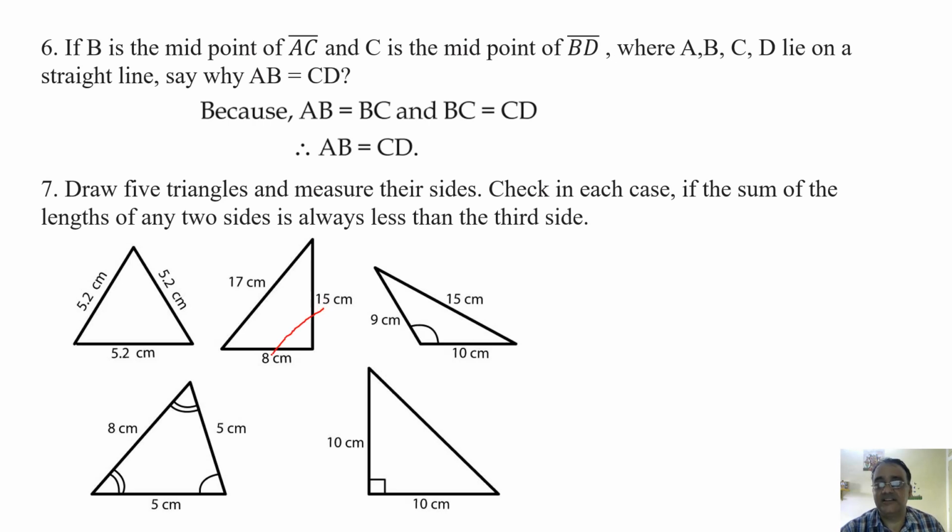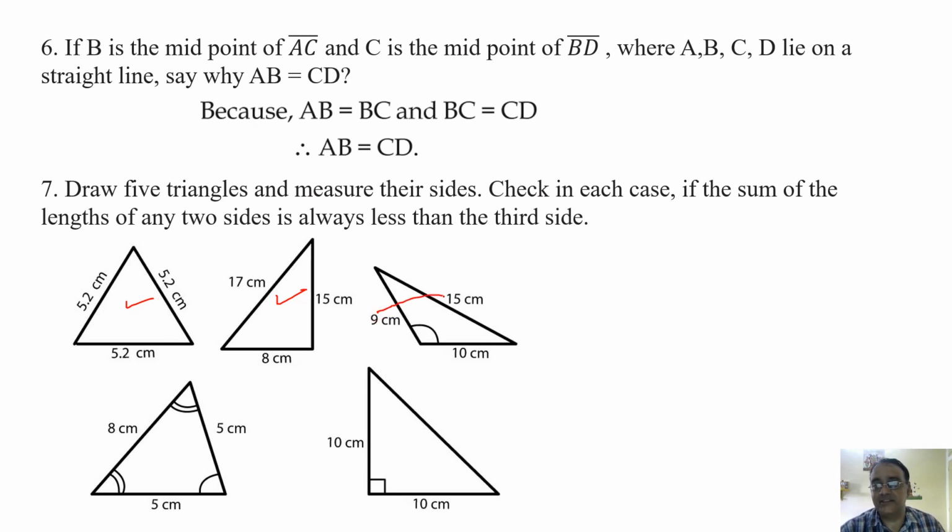15 plus 8 is 23, it is greater than the third side. 17 plus 8 is 25, it is greater than the third side. 17 plus 15 is 32, it is greater than the third side, 88 centimeter. So in this also we are seeing the same observation, the sum of any 2 sides is greater than the third side. Okay, now let us move toward the third triangle.